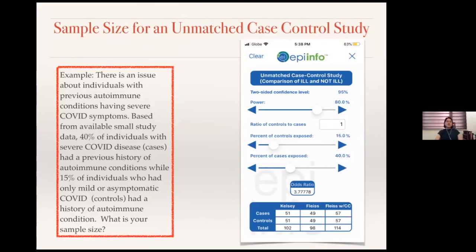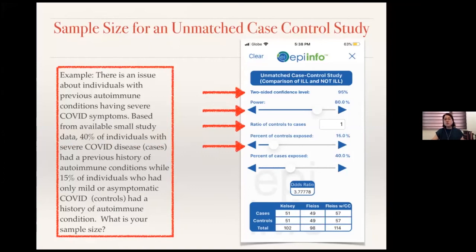So based on an available small study, 40% of individuals with severe COVID disease, these are the cases, had a previous history of autoimmune conditions, while 15% of individuals who had only mild or asymptomatic COVID, these are the controls, had a history of autoimmune condition. Because of this, what will be your sample size? Let's say the two-sided confidence interval is 95%, power is 80%. Your ratio of controls to cases, I want 1:1. I want 1 severe COVID versus 1 mild or asymptomatic.